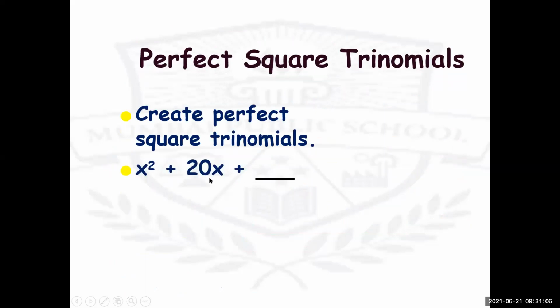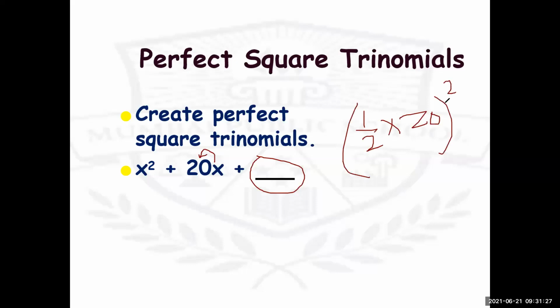Now check here. x square plus 20x. What would be there in place of this blank? The coefficient of x is 20. So what happens here is half into 20 and its square.